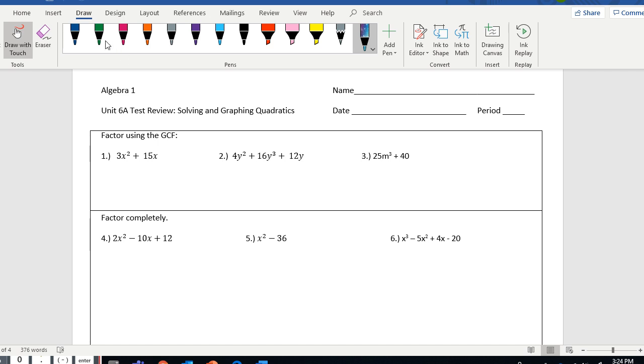All right, so the first one that I'm starting with is factor by GCF. That means we're going to take out the greatest common factor.